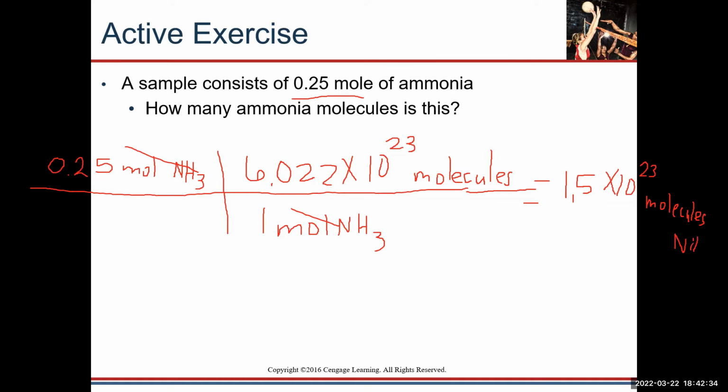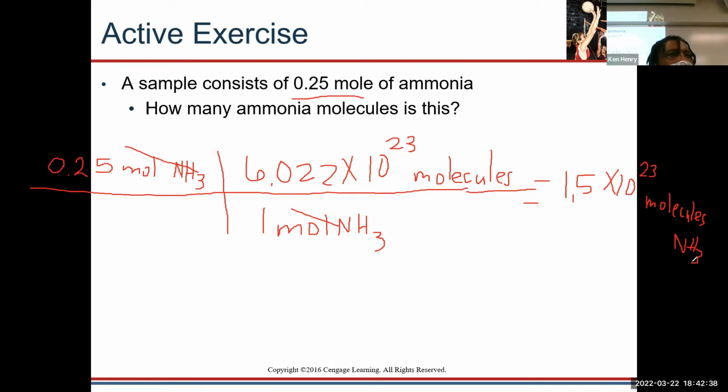Then NH3. Okay. Questions? Yeah, so normally what I do is I multiply across the top and then I divide by what's on the bottom. Yes, that's what I do. Is that what you're asking? Yeah.